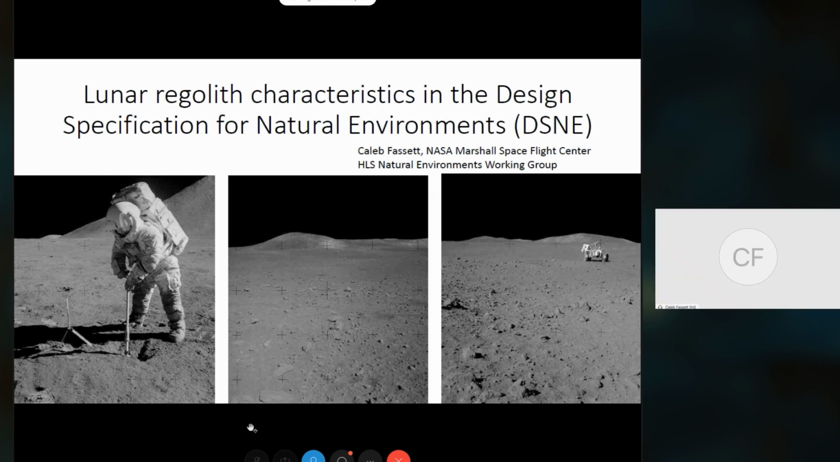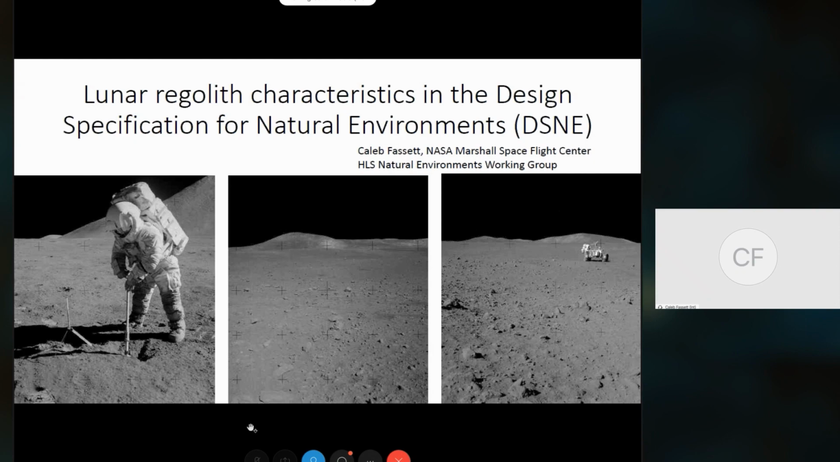Yes. Okay. So I'm here because the organizers asked me to talk about this document, the design spec for natural environments, or nicely called the DSNE. And it's a document that's held in the environments group at Marshall Space Flight Center where I work. So there's a group called the HLS National Environments Working Group that basically meets on a regular basis and is trying to manage the environments for HLS and other programs.